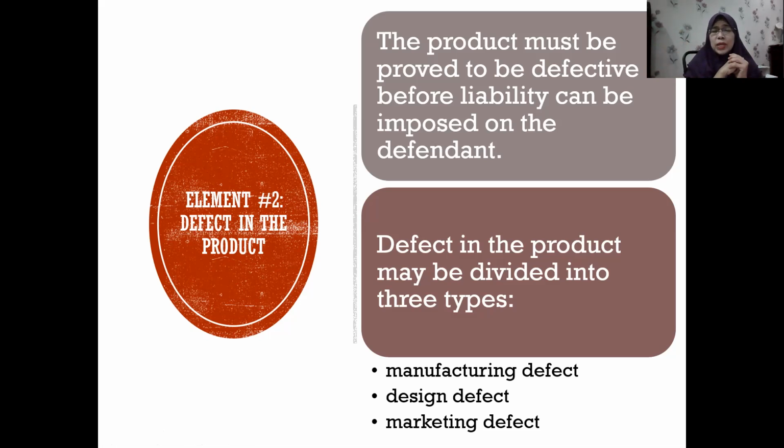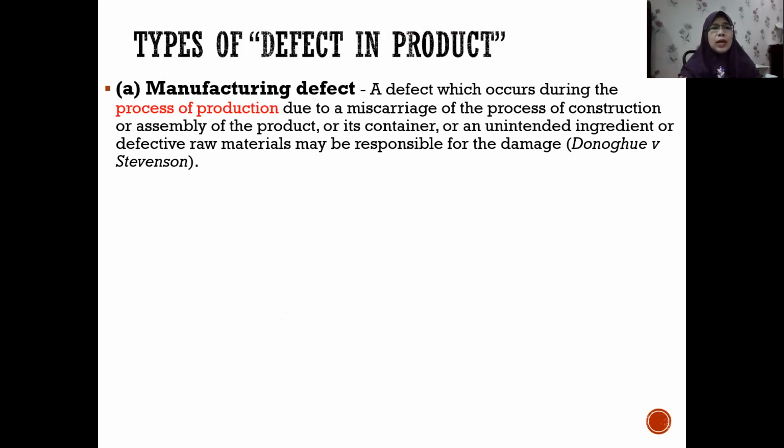Is it possible to have a combination? Yes, it's possible, but at least you must prove one of them. If you can prove more than one, then it's a strong case altogether. Okay, we go one by one. What's the meaning of manufacturing defects? The word is self-explanatory.